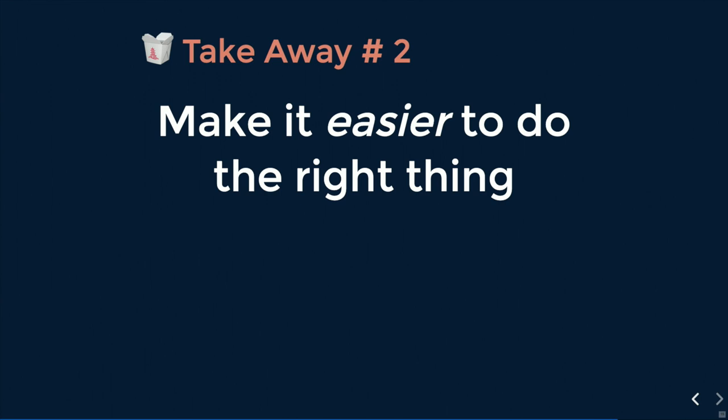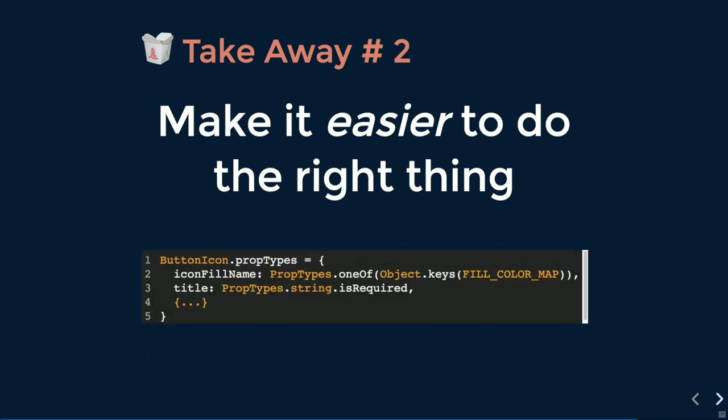Number two, make it easier to do the right thing. So when we looked at button icons, we did a few fixes, right? We limited what colors we could use for the SVG fill, and we made the title required. And by doing this, we've suddenly gotten to a place where our button icon is a lot more accessible. The pressure is not on our users to make sure that they pick the right color or remember to add the title, right? This is taken care of for them.